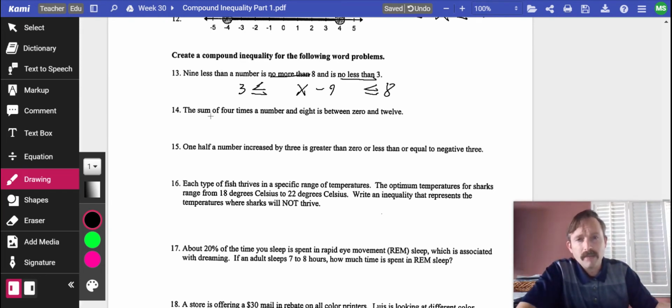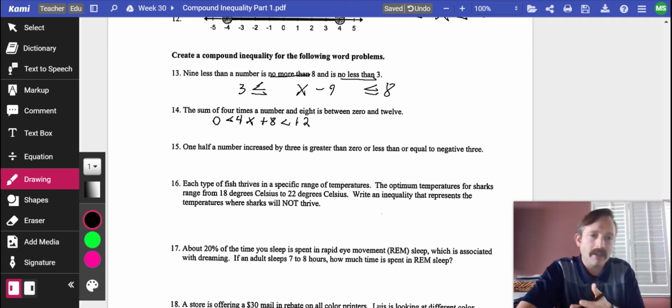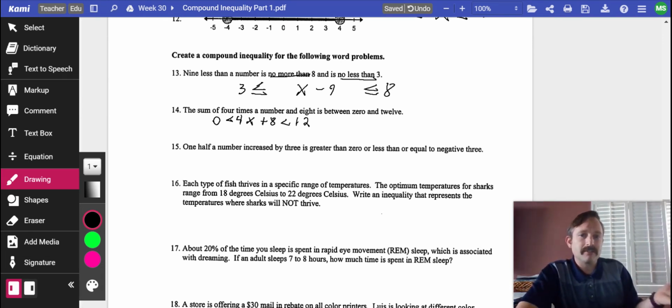Okay, so it says the sum of 4 times a number. So the sum of 4 times a number, so I could put 4x, and 8 is between 0 and 12. Okay, so I know it's between 0 and 12. Now, it doesn't say it includes it, so that wouldn't be in between. That would be on 12 or on 0. So it's going to be in between 0 and 12. Doesn't ask us to solve it, so we're good.